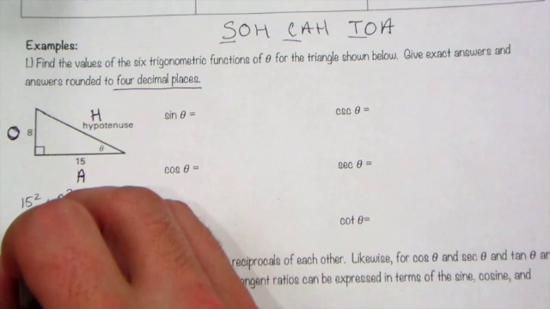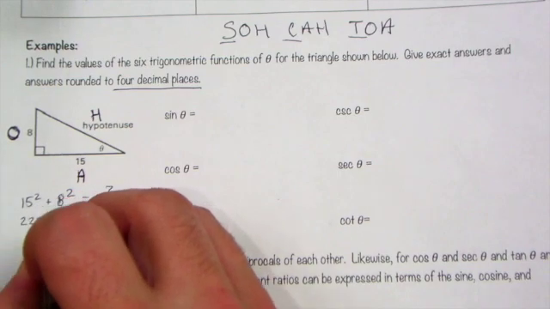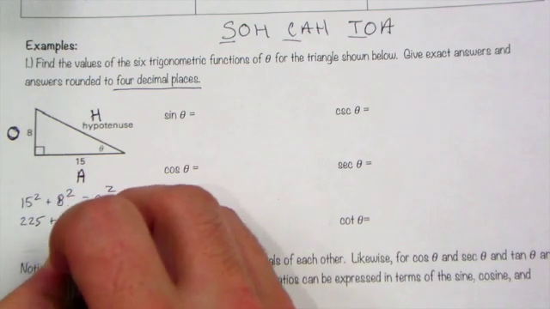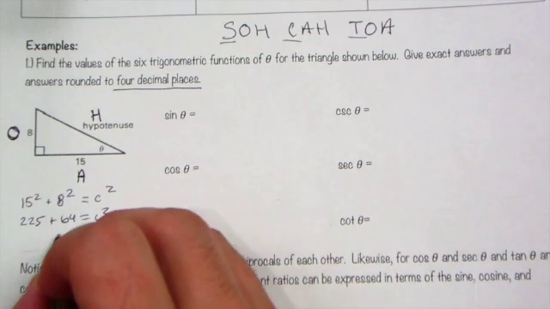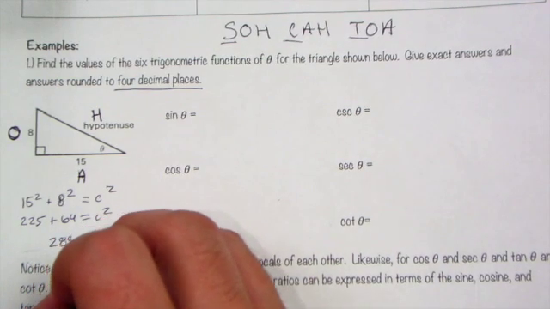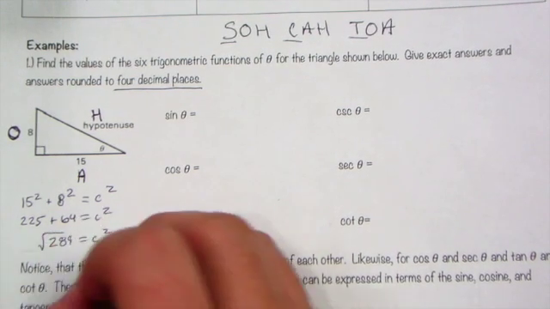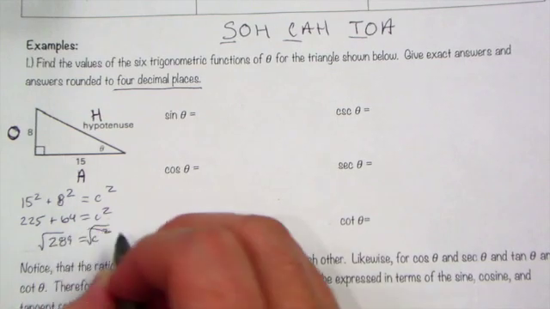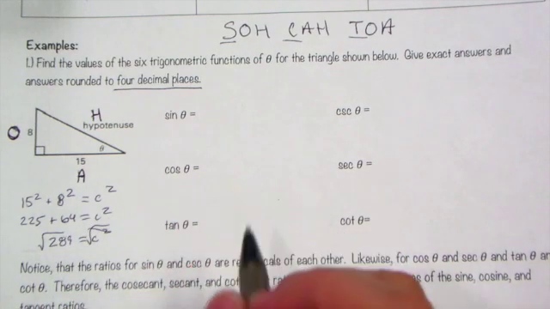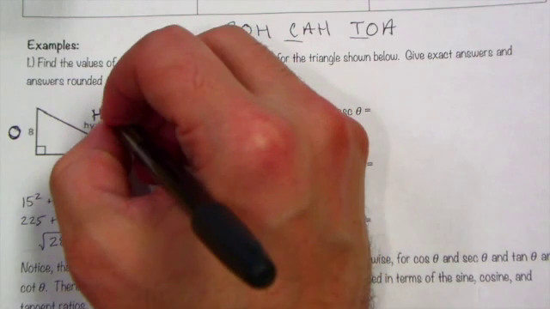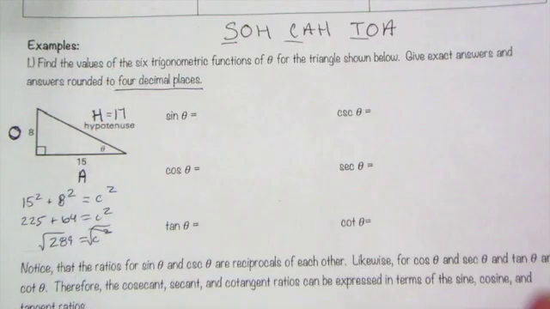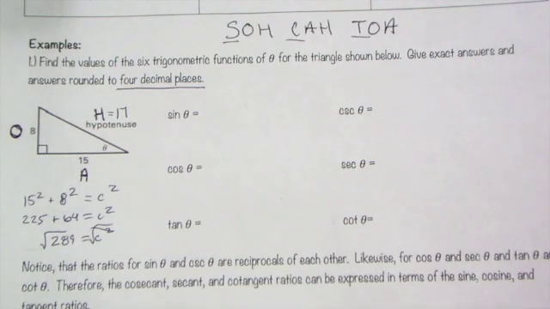15 squared is 225. 8 squared is 64. So I end up with 289. And then the square root of that ends up being 17. So my hypotenuse equals 17. So now I have all the sides, and now I can figure out all the trig ratios.